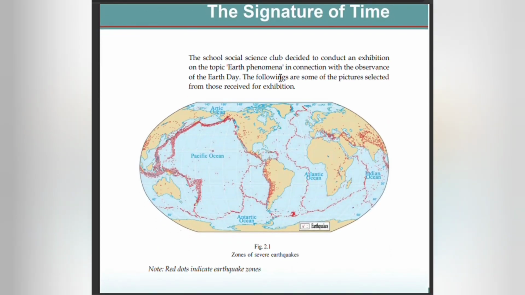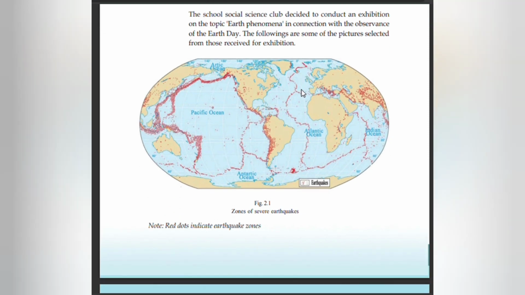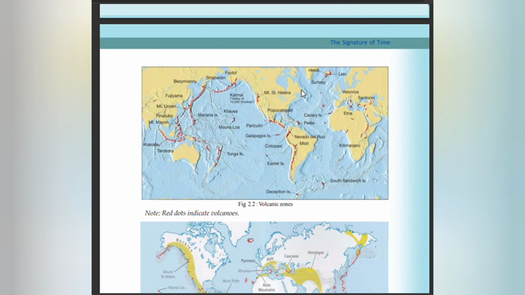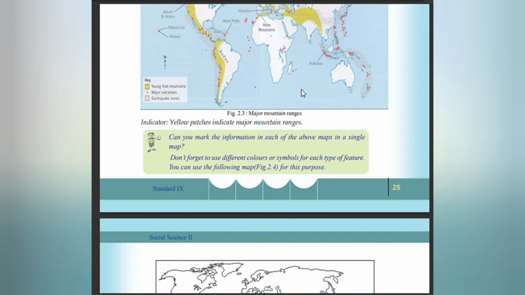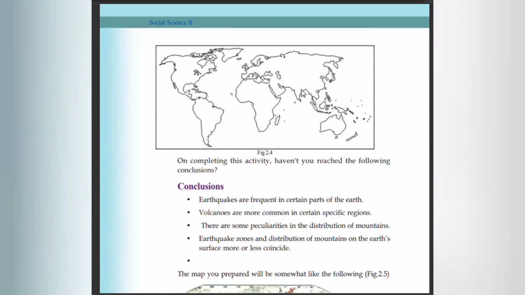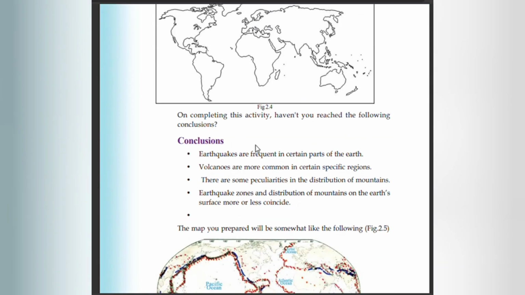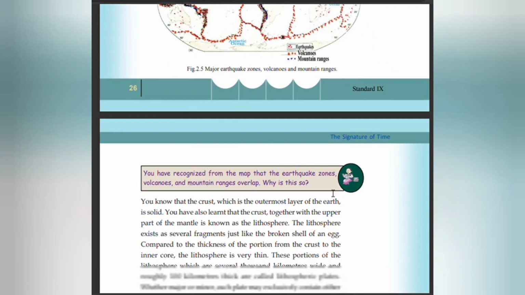The school social club and science club decided to conduct an exhibition on the topic Earth phenomena in connection with the observance of Earth Day. Following are some of the pictures selected from those received for exhibition. Red dots indicate volcanoes, yellow patches indicate major mountain ranges. Conclusion: earthquakes are frequent in certain parts of the earth. Volcanoes are more common in certain specific regions. There are some peculiarities in the distribution of mountains. Earthquake zones and distribution of mountains on the earth's surface more or less coincide.